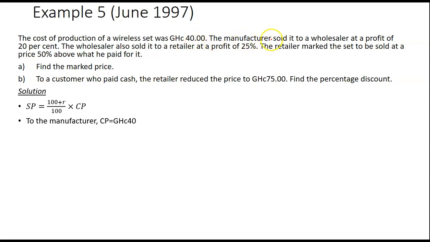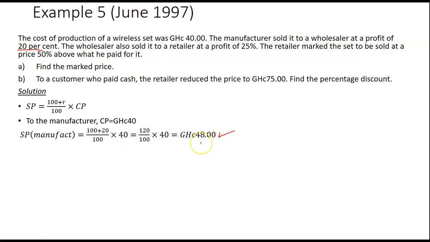They said the manufacturer sold it to the wholesaler at a profit of 20%. So to the manufacturer, his profit percent was 20%, isn't it? So the selling price of the manufacturer should be (100 plus 20) divided by 100 times his cost price, because it costs the manufacturer 40 Ghana cedis to produce that. So when you do that, you get 48 Ghana cedis. So meaning the manufacturer will sell it at 48 Ghana cedis.